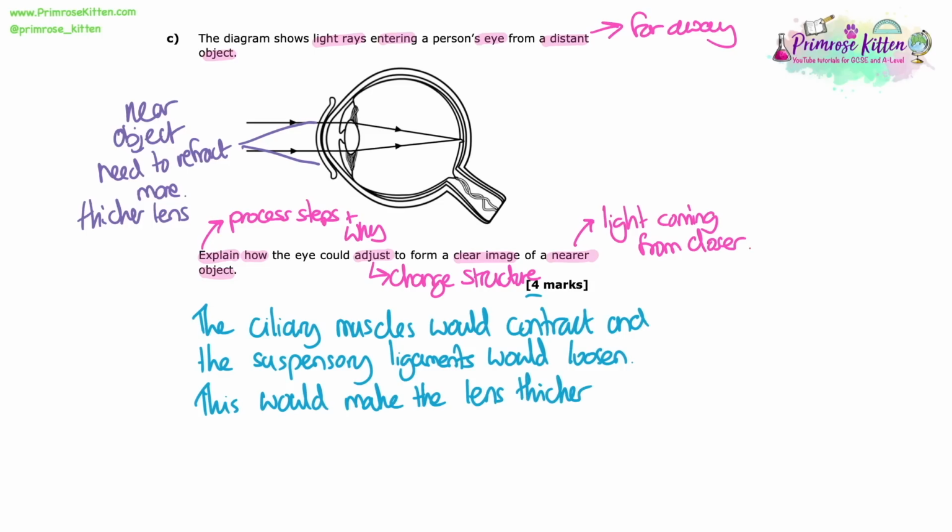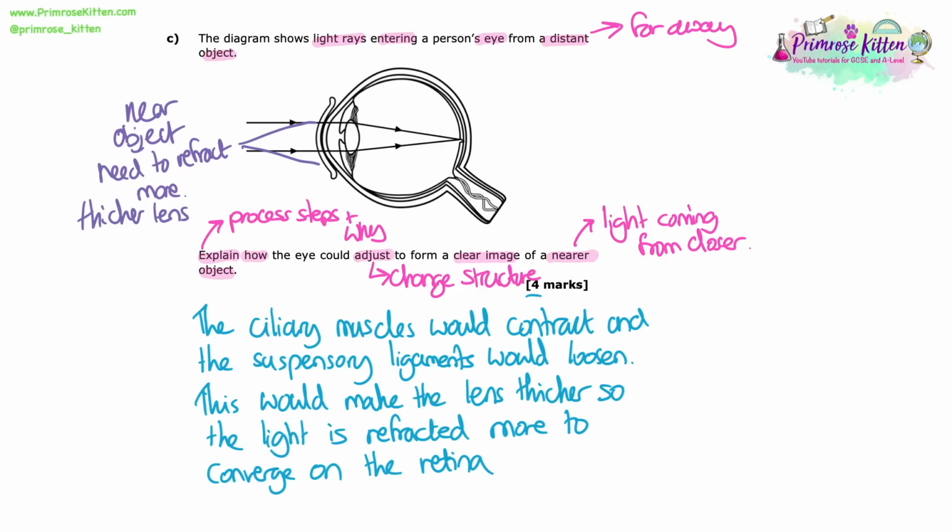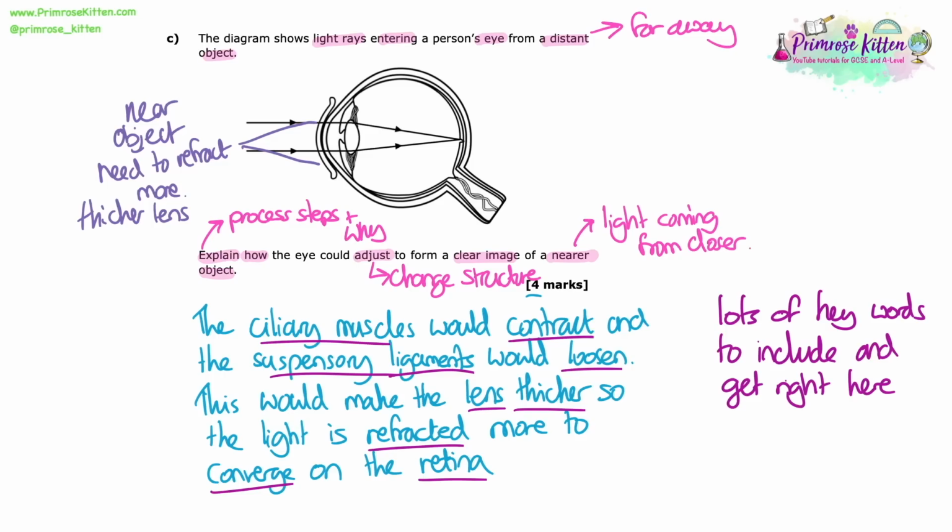I like to think of it as C for ciliary muscles contract, and then ligaments L loosen. This would make the lens thicker, so the light is refracted more to converge on the retina. So there are lots of keywords to include and get the right way around here. So the ciliary muscles contracting, the suspensory ligaments loosening, talking about the lens getting thicker, refracting the light and it converging on the retina. And this is a little paragraph we need to learn for near objects and far objects. So we just have to learn it, make sure we get it the right way around, and it's a repetition of facts that you have learned in order to explain these 2 processes of accommodating for near objects or accommodating for far objects.